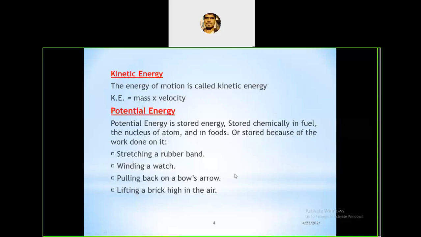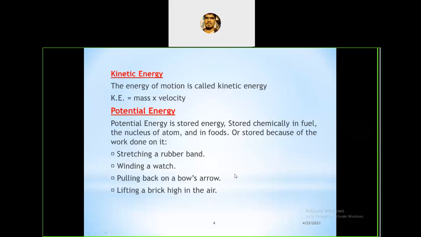Or chemical is the best example for potential. Again, there is a chemical in the fuel. In the fuel, there is a lot of energy stored. Or in a nuclear power plant, there is a lot of energy stored in the atoms. Or if you take the example of human beings, the energy is stored in the food. If you eat the food, you will get the energy.